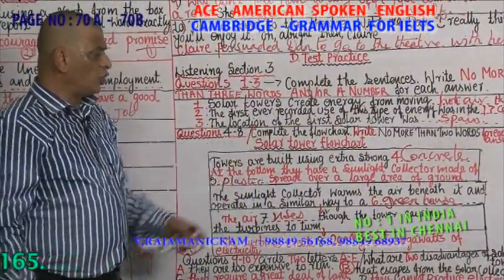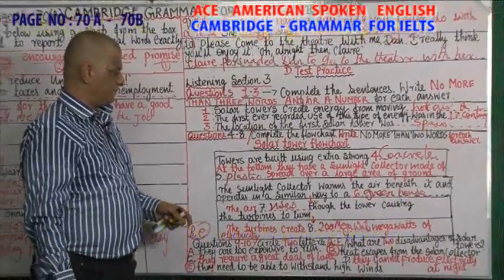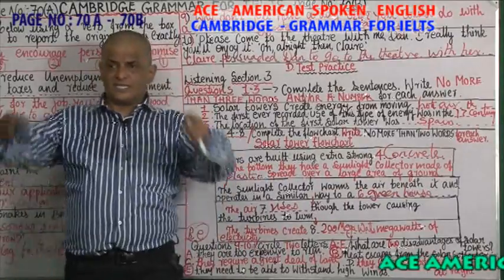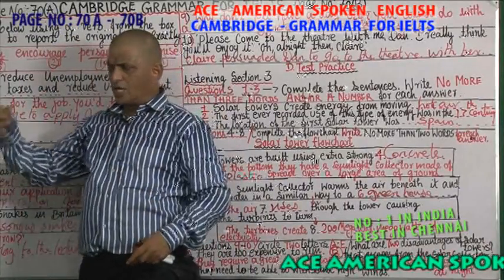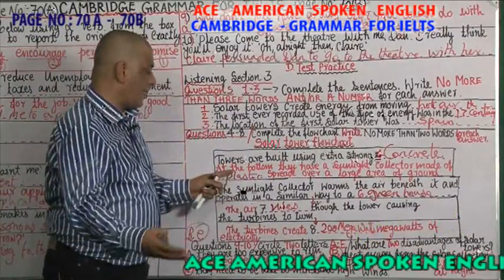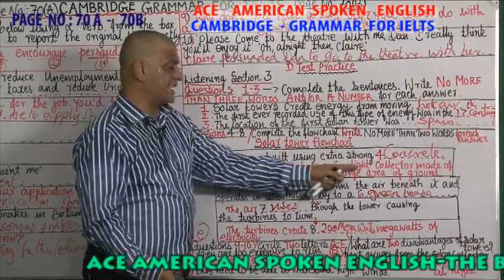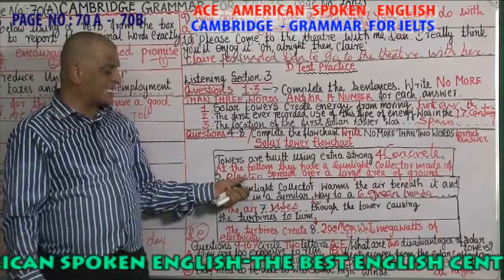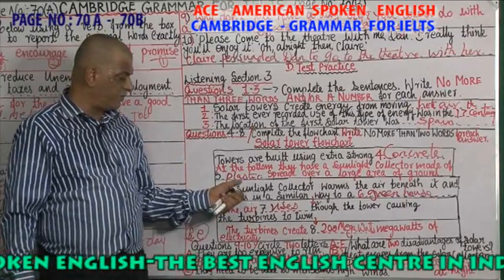அடுத்து complete the flow chart, right? Not more than 2 words. Towers are built using extra strong, and the towers எதை வச்சு செய்யப்படுகிறது? Concrete, நல்ல கெட்டியான concrete. At the bottom கீழே they have a sunlight collector, அந்த சூரிய வெப்பத்தை எல்லாம் கலெக்ட் பண்ணிக்கிற plastic தான் second answer number 5.